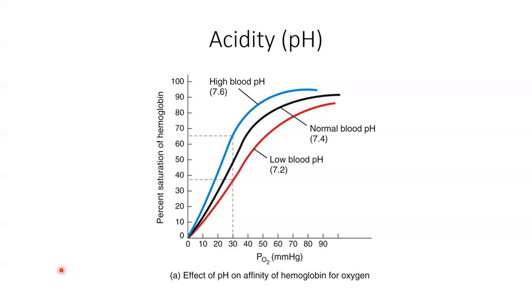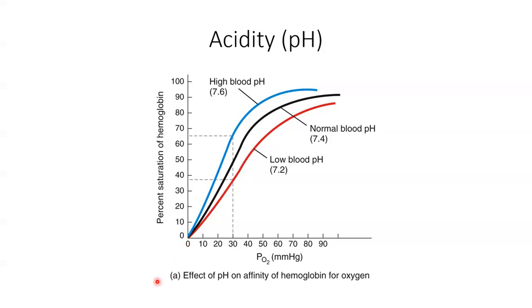Now, when we look at each of these factors, they in effect shift this oxygen hemoglobin dissociation curve either to the left or to the right. So the left, moving this way, reflects a higher affinity of oxygen for hemoglobin, so it binds tighter. A shift to the right represents a lower affinity, so less oxygen will bind to that hemoglobin.